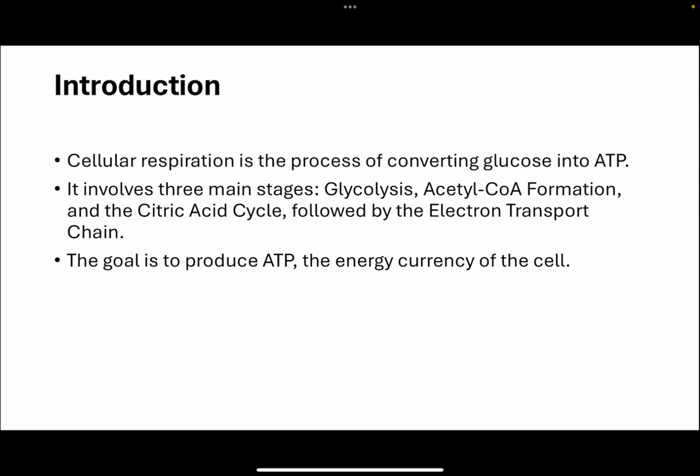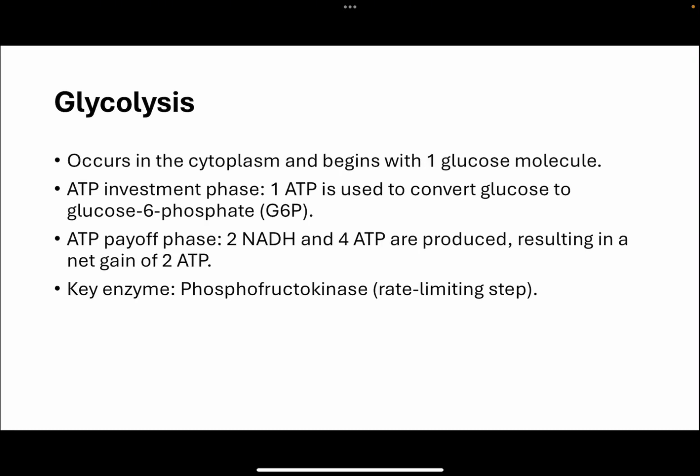Basically, cellular respiration is the process of converting glucose into ATP, and it involves three main stages: glycolysis, acetyl-CoA formation, and the citric acid cycle, followed by the electron transport chain. The whole goal is to produce ATP, which is the energy currency of the cell.